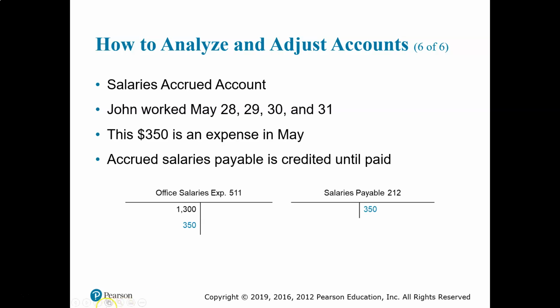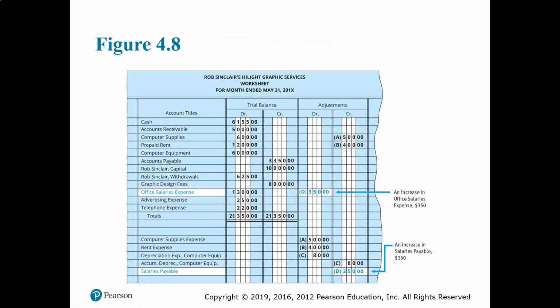So that's why we are debiting office salaries expense $350, and we are crediting salaries payable because this is an amount due to John in the month of June. So we do have office salaries expense up here in our trial balance, so we debit that $350 and we credit salaries payable. Okay, so salaries payable is a liability. To increase the liability, you credit it. The expense, to increase an expense, we debit it.